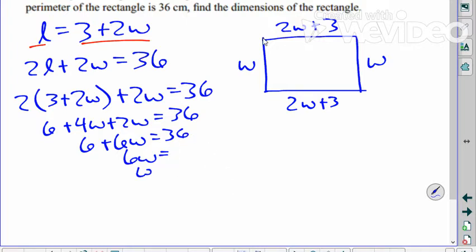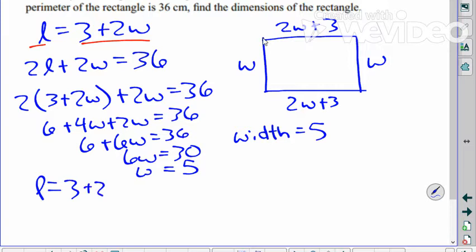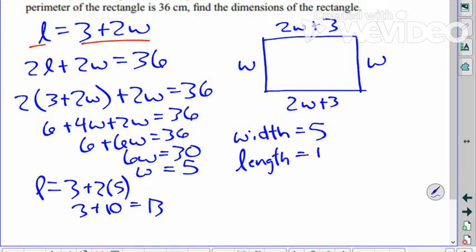I'm going to subtract the 6 from both sides. And so W would be 5, that's the width is 5. And if we substitute that 5 into the top equation, again it says the length is 3 plus 2 times whatever the width is. We now know that the width is 5, so that's 3 plus 10, the length would have to be 13.